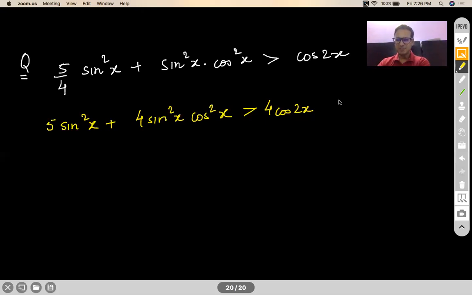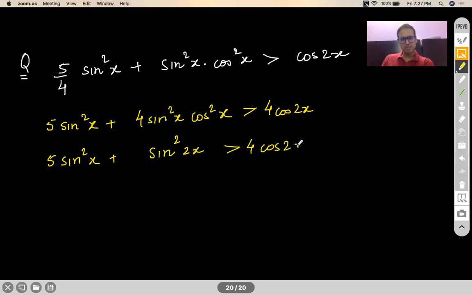Why 4n plus 1 and all? Okay, let's discuss this. See, my suggestion would be, first of all, we all understand that 4 sine square cos square is sine square 2x, right? So my suggestion here would be to convert everything in terms of cos 2x, right? Convert everything in terms of cos 2x.